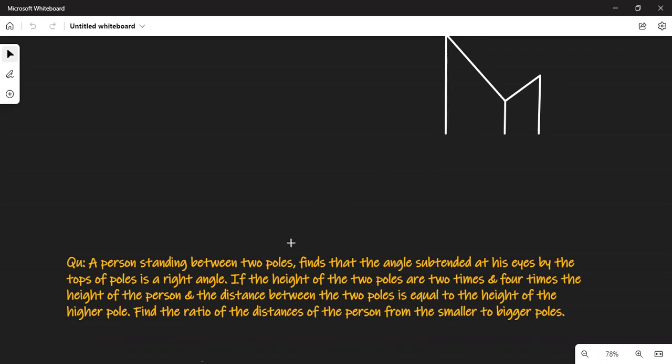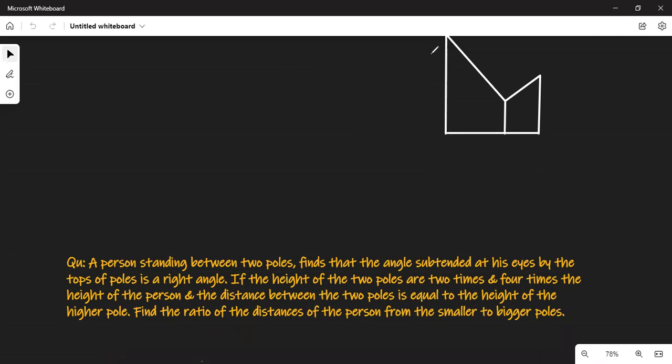We are given that the heights of the two poles are 2 times and 4 times the height of the person. Let's say this is 2 times and the bigger one is 4 times. The distance between the poles is equal to the height of the person. Now the distance between the two poles is equal to the height of the higher pole, right?